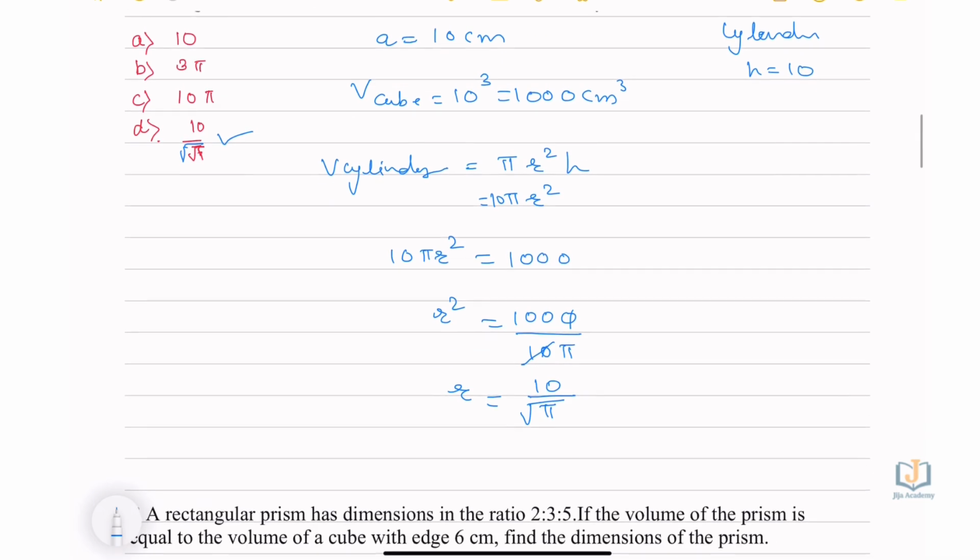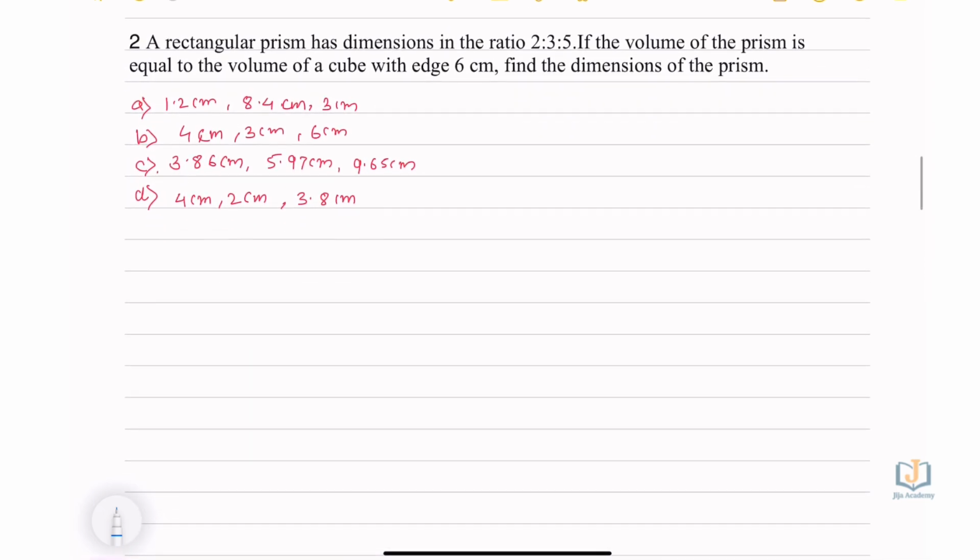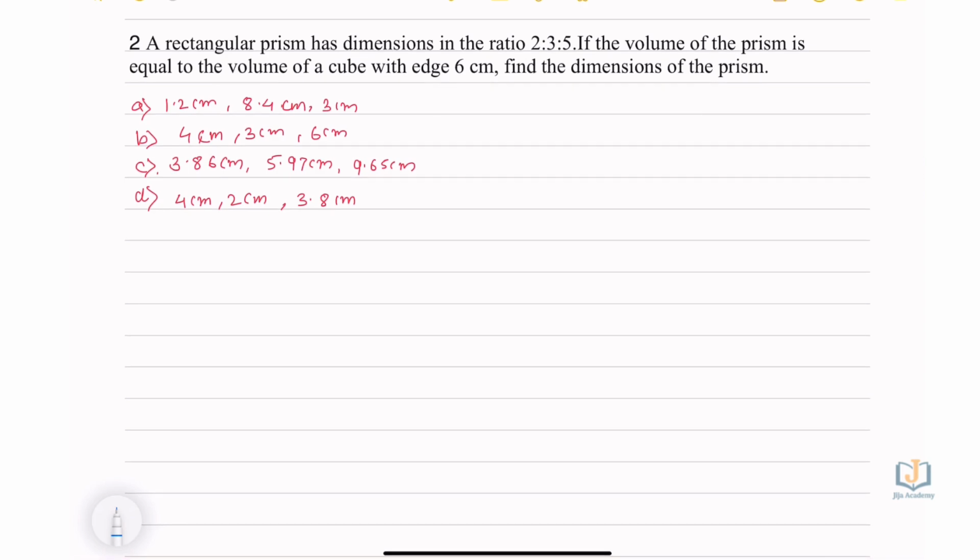Moving to the next problem. The next problem: a rectangular prism has dimensions in the ratio of 2:3:5. If the volume of the prism is equal to the volume of the cube with edge 6 centimeter, find the dimensions of the prism. So here one is the prism and another one is a cube. The cube edge is 6 centimeter, so the volume of the cube is 6 to the power 3, that is 216 centimeter cube.